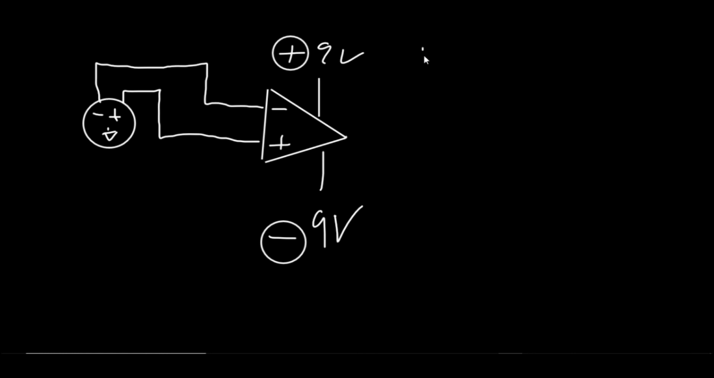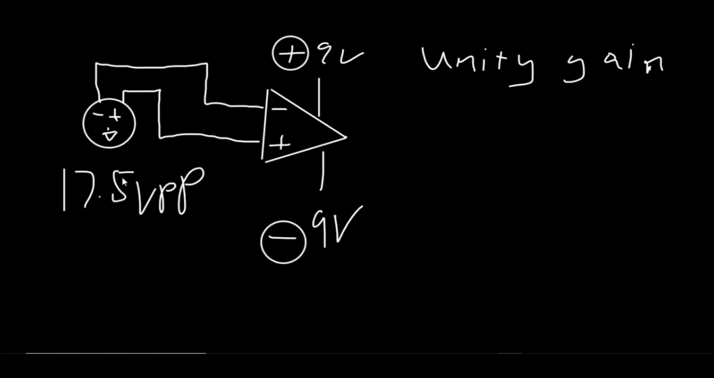Now, unity gain means that I don't want any increase in gain in this circuit. I want that 17.5 volts peak to peak that can come out of this preamp to go straight into this opamp and then go into the EQ. That would be over here. The RC network for the EQ would be at the output of this opamp.